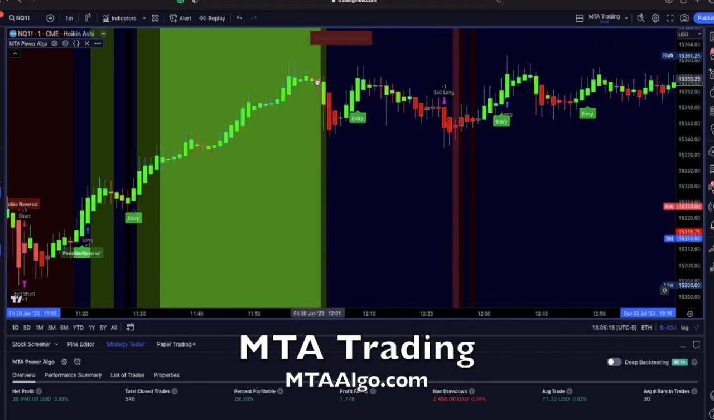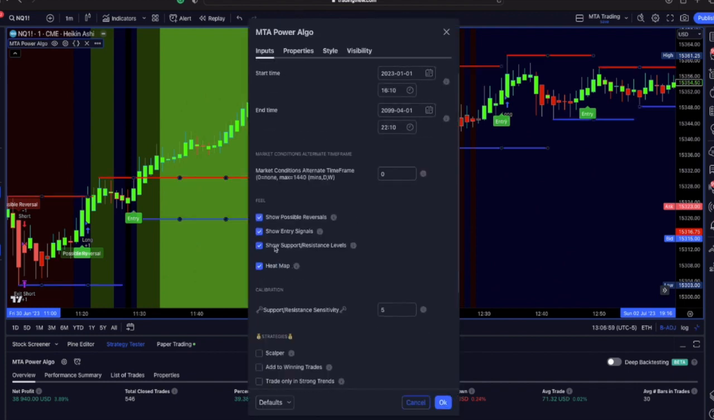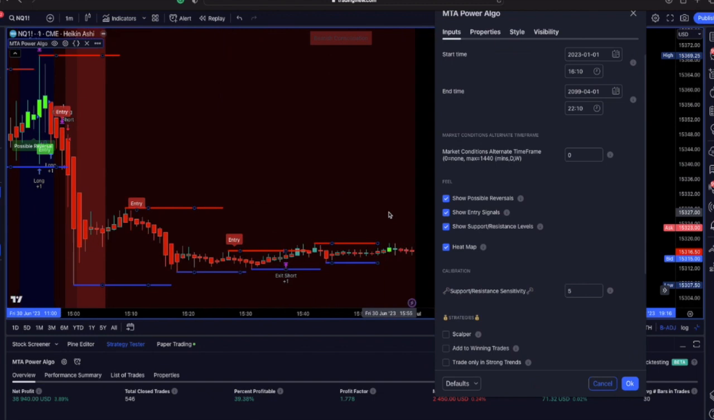One of the best things about this is that in the previous version of the algo, you had one chance to get in, and then you had to wait for a reversal. With this, it's not like that. You have multiple times to enter. So you can play these in several ways. You can get in, take profits, get back in, take profits, get back in, take profits, or you can add to your trade, which is an option here, and we'll show you that in just a moment. Show support and resistance levels: you can see how that maps it out automatically for you, and you can adjust that sensitivity.